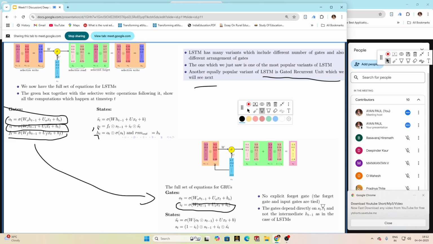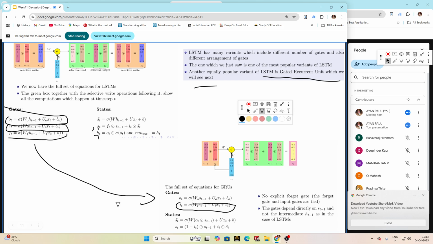The gates depend directly on st-1 and not on an intermediate st-1, as in the case of LSTM. Also, we do not have the ht state here, so it only has 2 states. So some things you have to remember from this LSTM and GRU. LSTM has 3 gates, 3 states. GRU has 2 gates, 2 states. This is the main thing you have to remember. GRU does not have the forget gate, which is why it does not have another state. It is doing its calculation in only 2 states. So this is the thing regarding LSTM, long short term memory, and the gated recurrent unit.